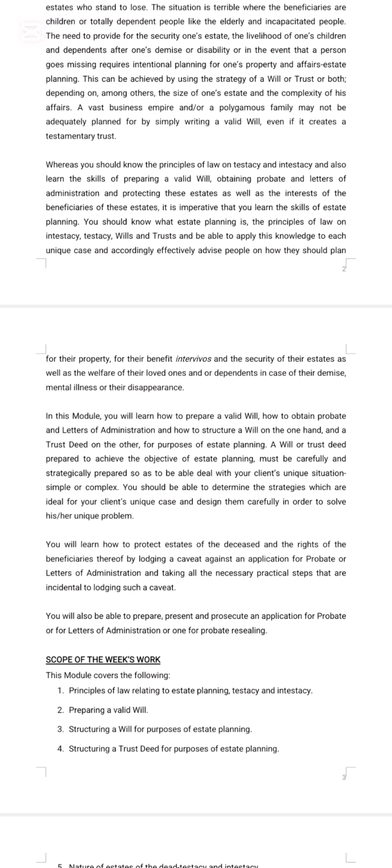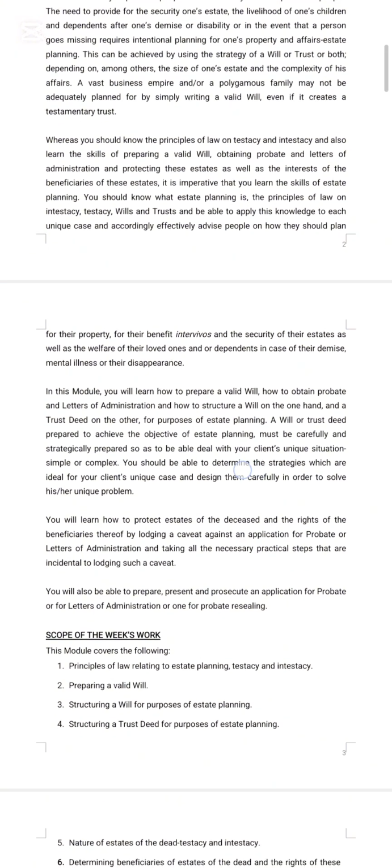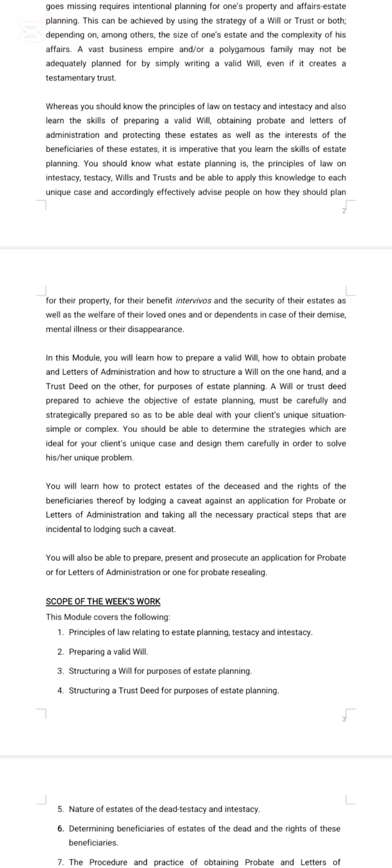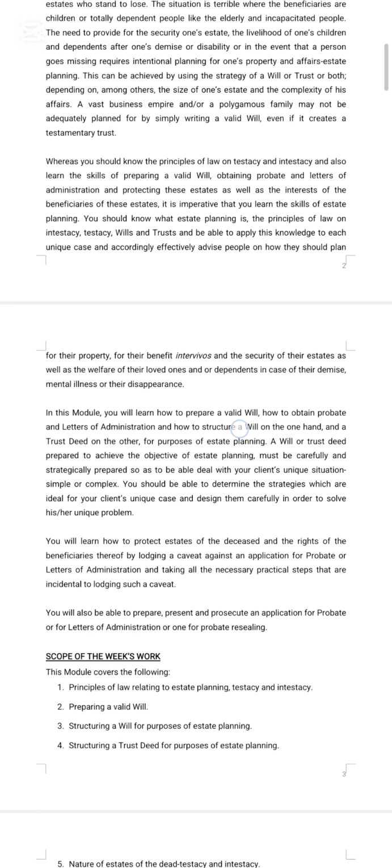A vast business empire or polygamous family may not be adequately planned for by simply writing a valid will, even if it creates a testamentary trust. So we understand that a will is defined as a testamentary document which bequeaths the property of a person upon his demise.